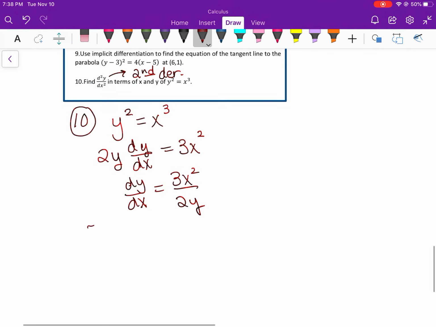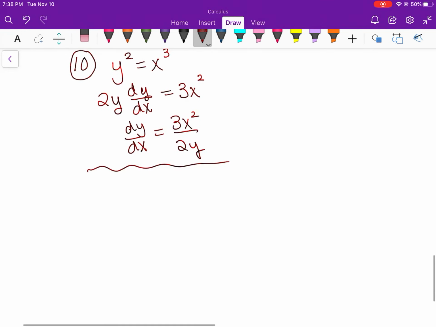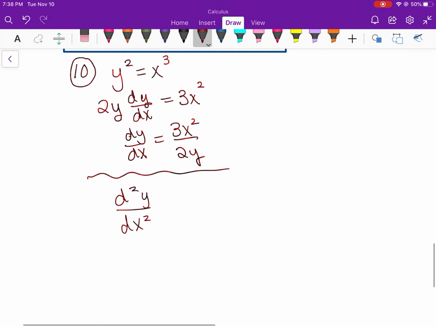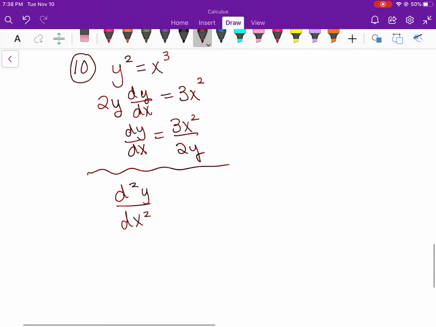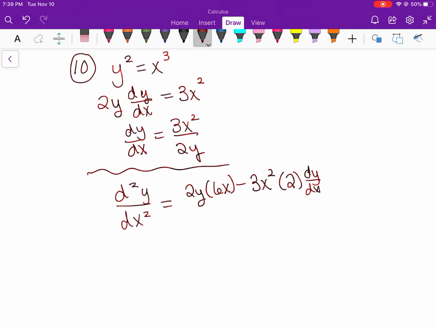No big deal. Our second derivative is d squared y over dx squared. That's just the notation for a second derivative. I'm going to use the quotient rule on 3x squared over 2y. So I'm going to take the bottom times the derivative of the top minus the top times the derivative of the bottom, which is 2, but it's from 2y, so I need dy over dx, over the bottom squared.